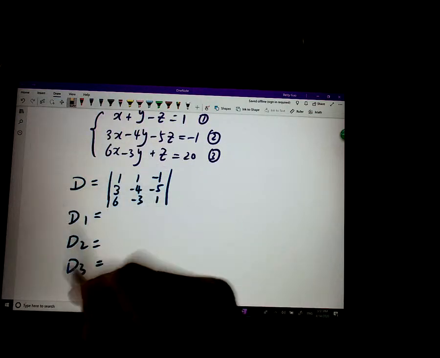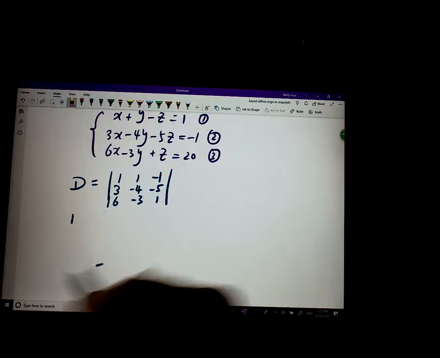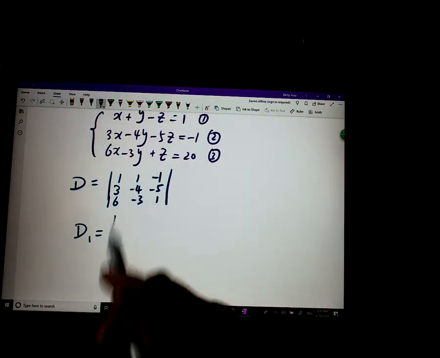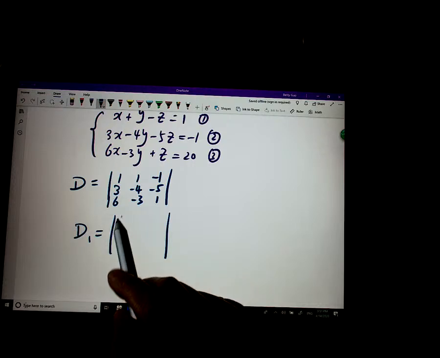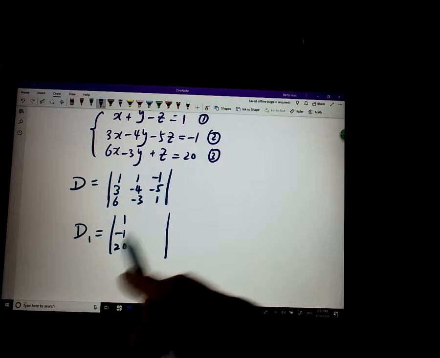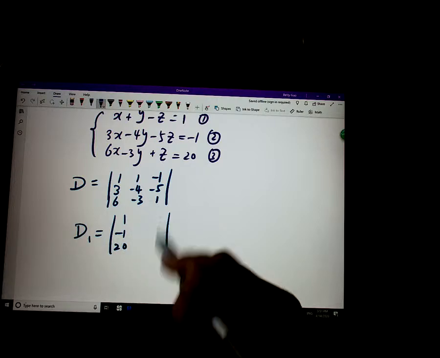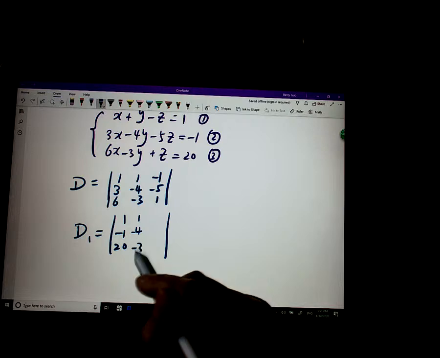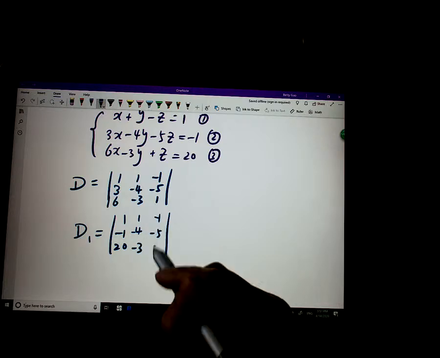So how do we find D1, D2, and D3? Be very careful. For D1, the first column is going to be the constant terms, 1, -1, 20. Columns 2 and 3 are going to be the same as D: 1, -4, -3, and -1, -5, 1.